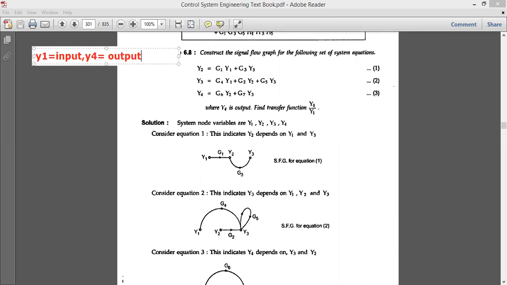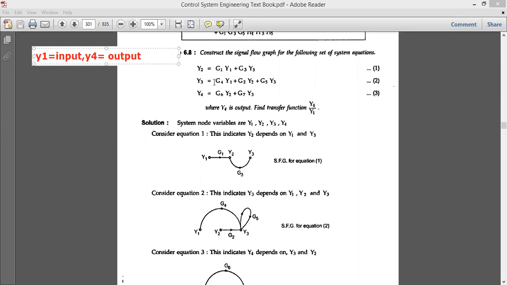This is the basics which we require before constructing the signal flow graph. We should know which is input and which is output. Sometimes based on the given formula, that is find the transfer function y4 divided by y1, you can even understand which is input and which is output. Obviously the transfer function formula is the Laplace of output divided by input. Therefore here y4 is output and y1 is input.